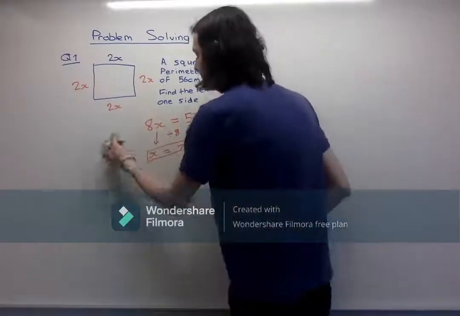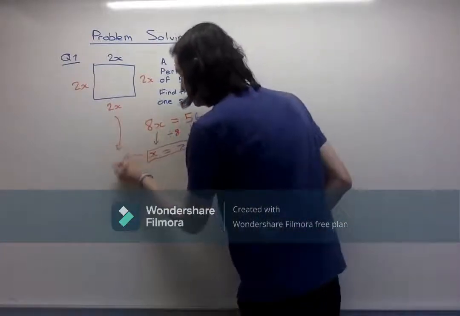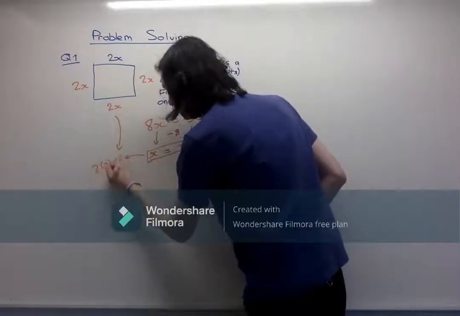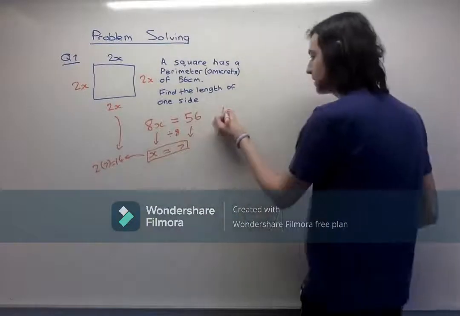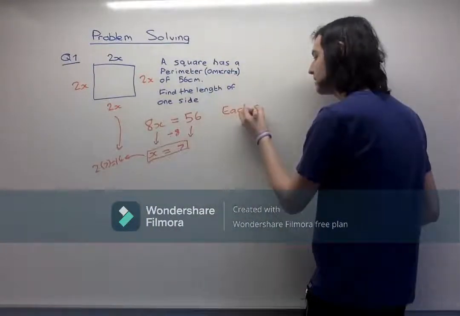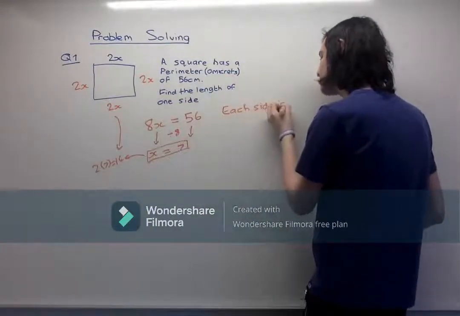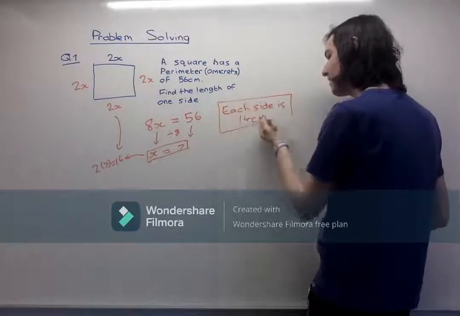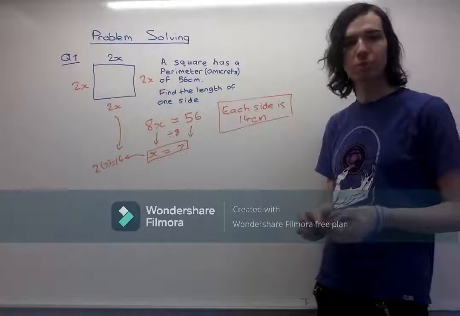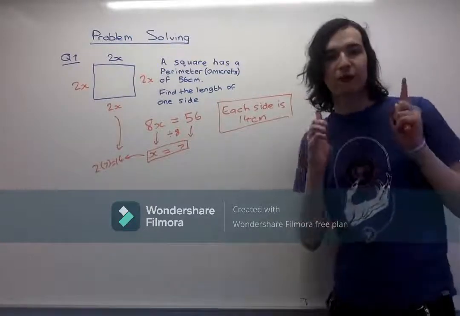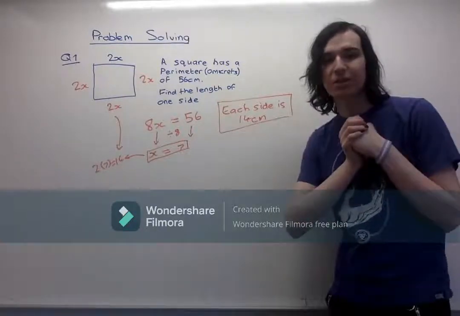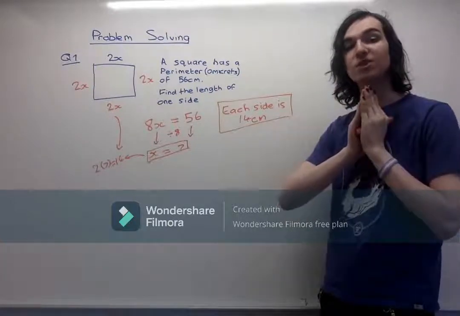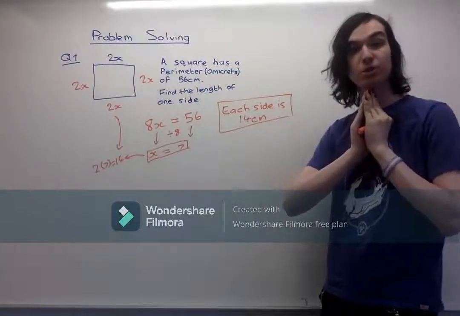So what we should do is put these two together: 2x, so 2 times 7. That gives you 14. So each side is 14 centimetres. Conclude with a little sentence or a statement like that, and the job is what we call a good one. So that's one of the example questions you may get. We'll do another one in just a moment, right after this commercial break, which won't even exist.